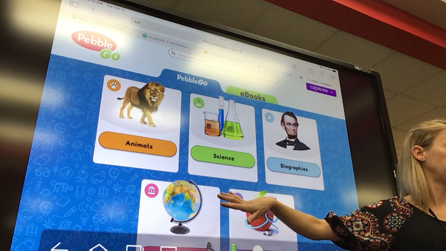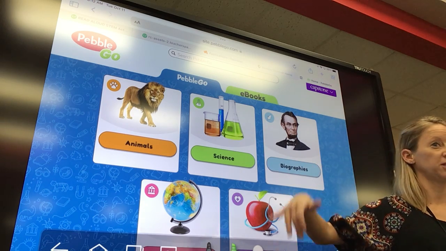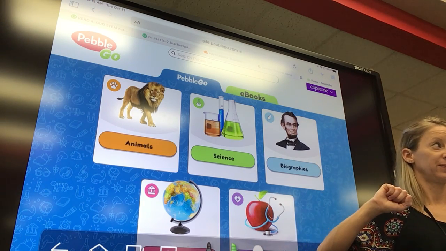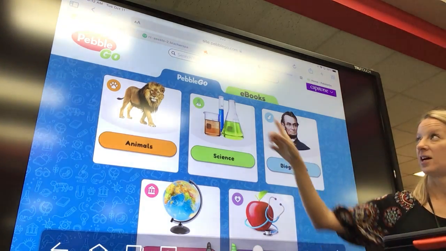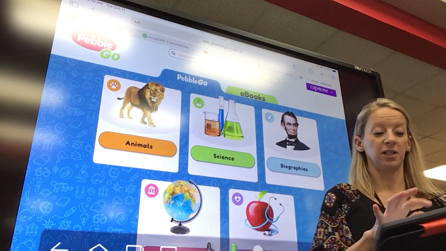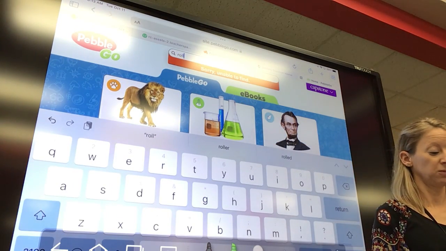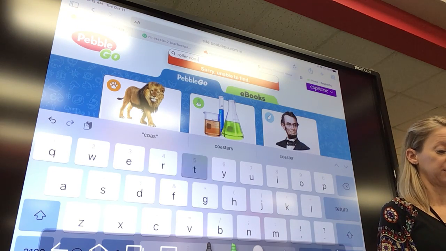Have you ever done that, got on the internet, and then you start going down all these little tunnels and you forget what you were even looking for? Has that happened? Happens a lot. So we're gonna click this search button. You're not gonna do this, I'm just gonna type it in. I'm gonna type in roller coaster and show you why this doesn't work.